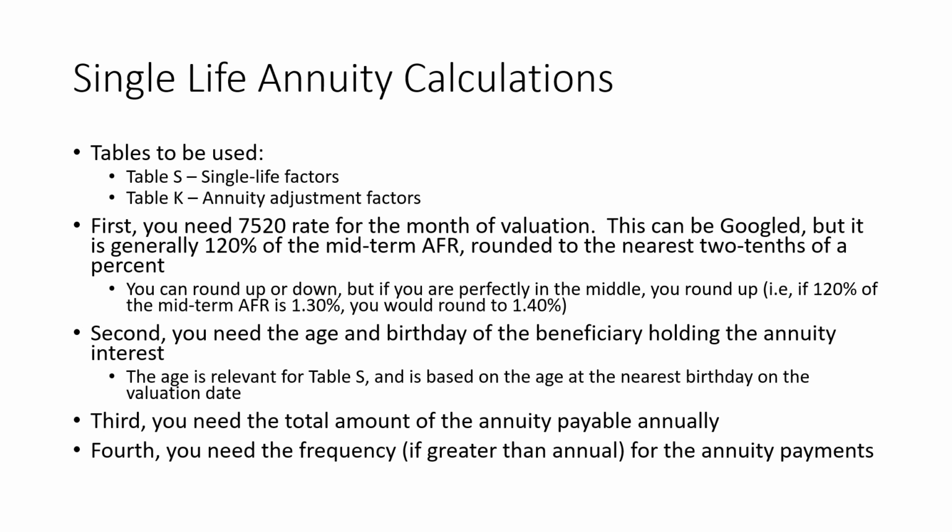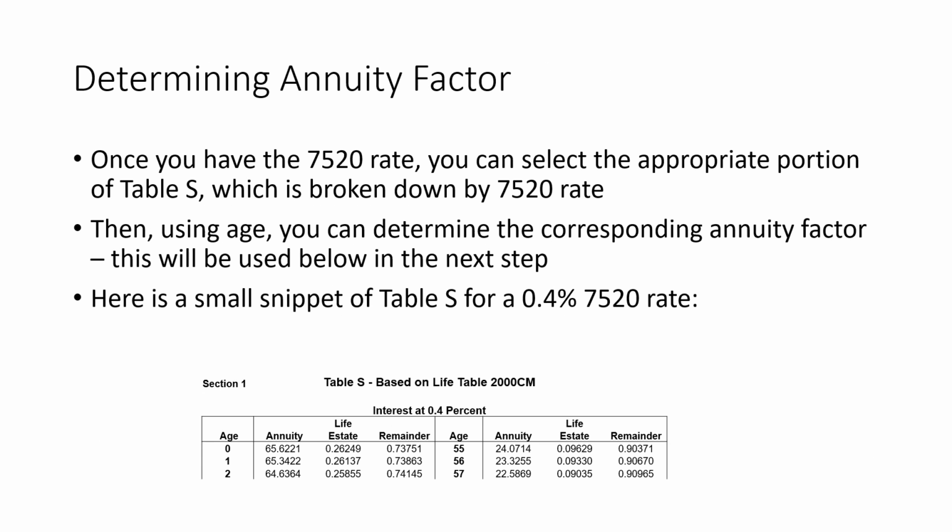Now, from there, you're also going to need two more things. You'll need the total amount of the annuity payable annually, and if the annuity is payable more frequently than annually, you'll need that frequency as well. Now, if you have an annuity payable more frequently than annually, you'll add up those payments for the year to determine the total amount that's paid annually.